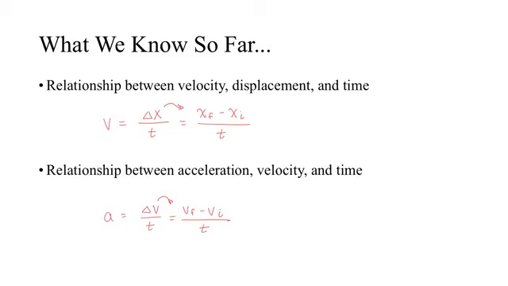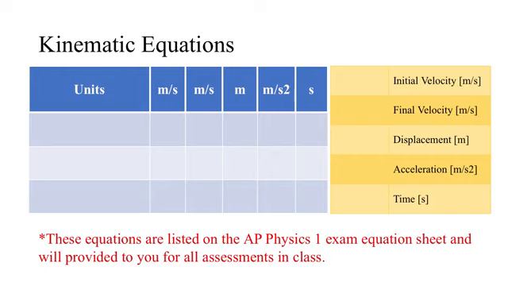Let's take a look. There are three kinematic equations you'll need to know for this class. These are given to you on every exam, including the AP Physics 1 exam, so you don't need to memorize them, but you should know how to use them and when to use them. Our first equation looks like this. The derivation you can find separately; for the sake of this video, I'm just going to provide you the equations here.